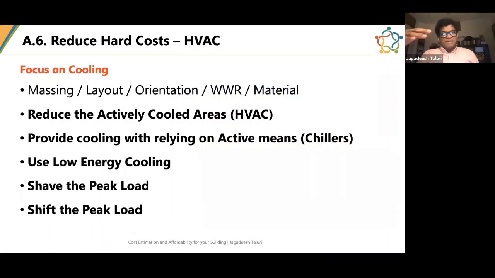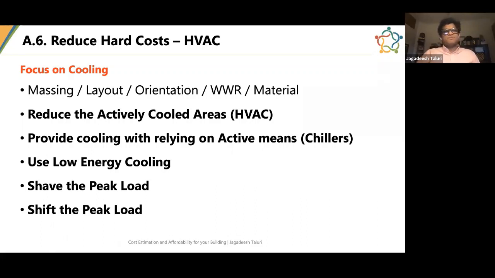In the same way, on the next level, after you have gone through your massing, layout, orientation, window to wall ratio, building materials, the primary focus that you should be having is on HVAC. If you get your mechanical system right, every other system will become right sized. So I'll be showing you these 5 methods that I have used actively in the last 15-20 years of my building experience.